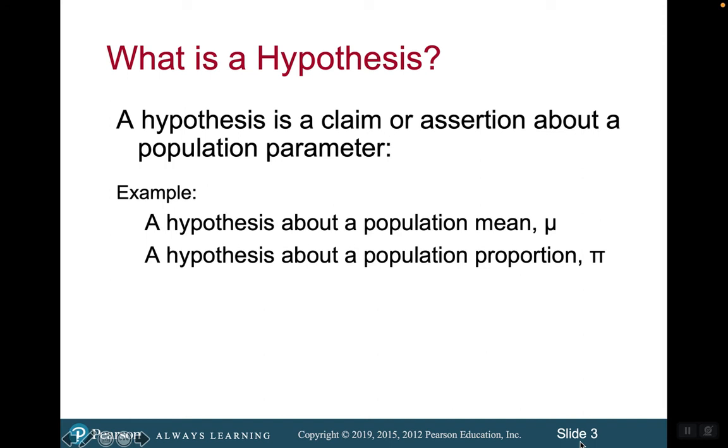So, hypothesis. We talked a little bit about this before. It's a claim or assertion about a population parameter. We can establish a hypothesis around the population mean, or we can also have a hypothesis around the population proportion. Once again, it's the difference between populations and samples.